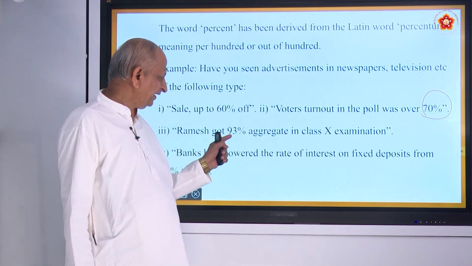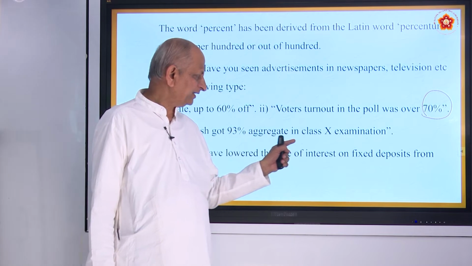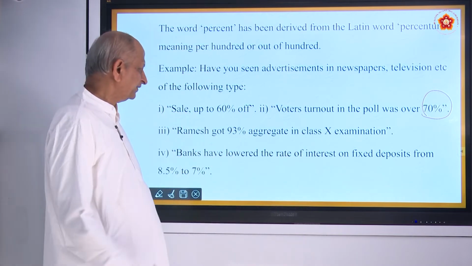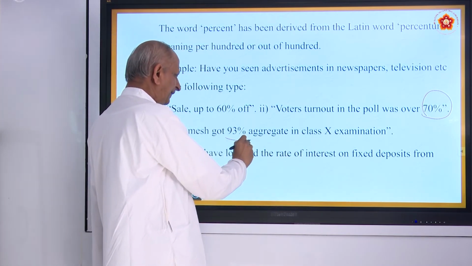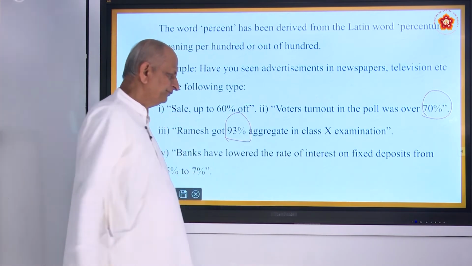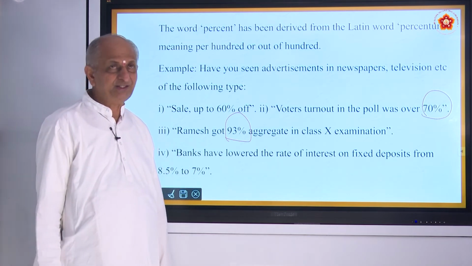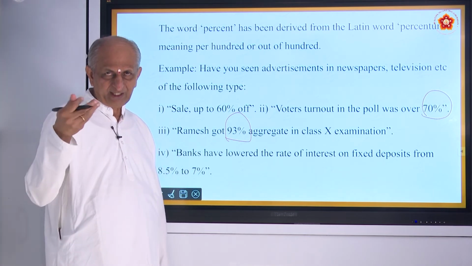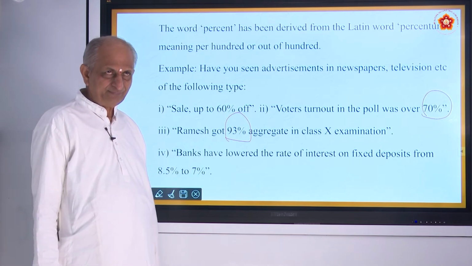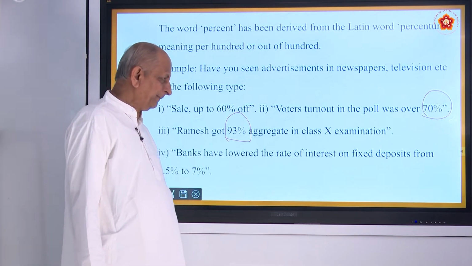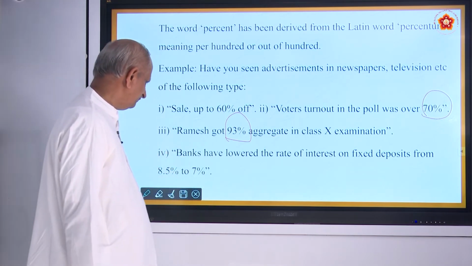Ramesh got 93% aggregate in the class 10 examination. So this 93%, they calculate out of 100 because calculation is easy. And the papers also will be for 100. So totaling up percentage, everything will be easy.